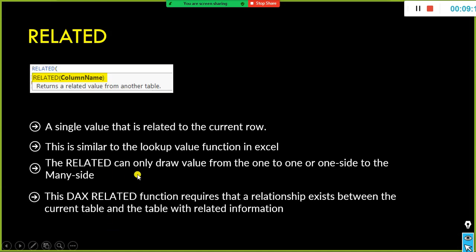The related function can only draw values from the one side to the many side. What is the one side? The one side is the dimension product, dim product. From the one side, I want to bring the cost price to my fact sales, which is the many side. One to many. Remember, related is one to many.